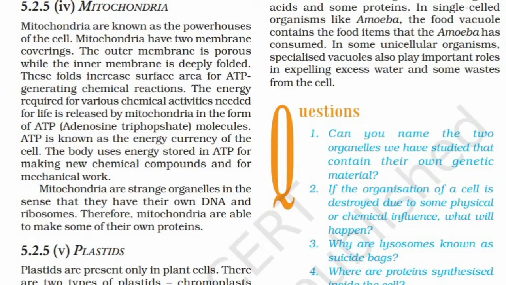The energy required for various chemical activities needed for life is released by mitochondria in the form of ATP molecules. The energy is required for what? For various chemical activities. Why are chemical activities needed? For life, and this energy that is required for chemical activities is released by the mitochondria in the form of ATP, adenosine triphosphate molecules. ATP is known as the energy currency of the cell. It is the energy of the cell.